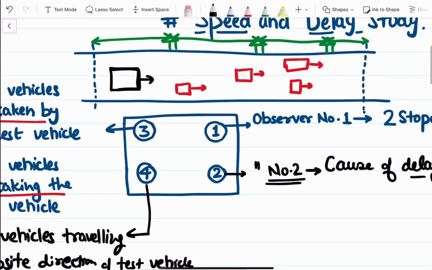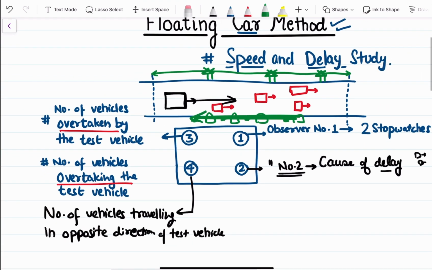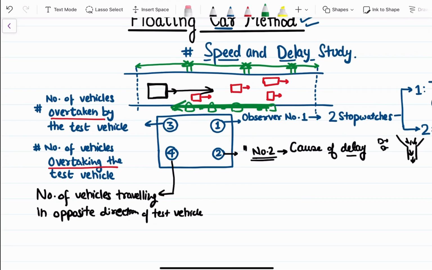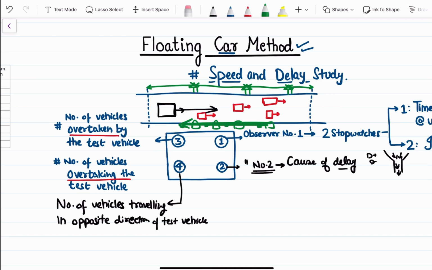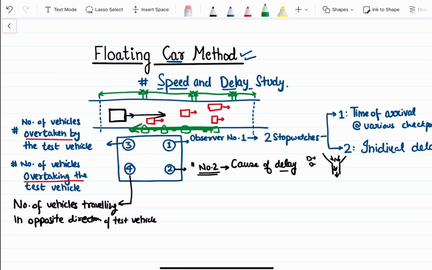So here we can see our test vehicle is moving in this direction. Whatever number of vehicles are moving in the opposite direction of the test vehicle are recorded by observer number four. Like this, during the study stretch, each observer is assigned their role and they perform their role till the finish of the study section. Now, by recording these data, they find out the average journey time.